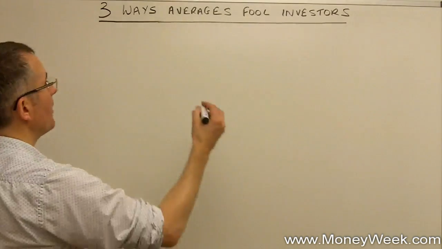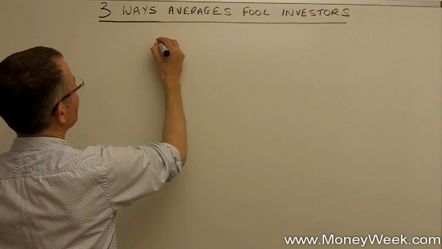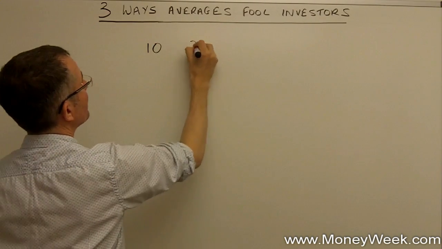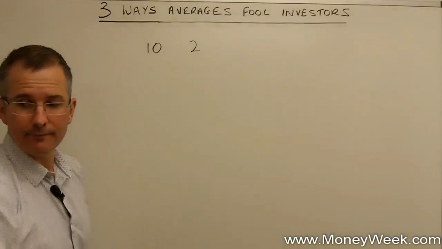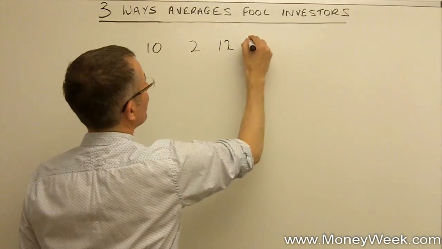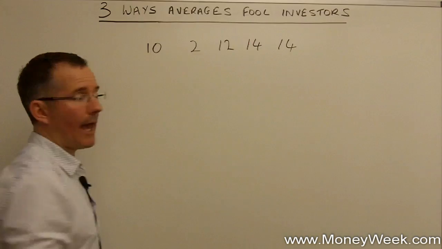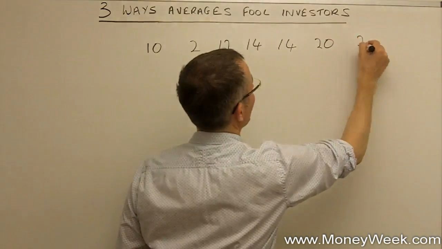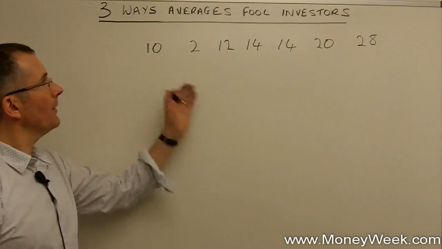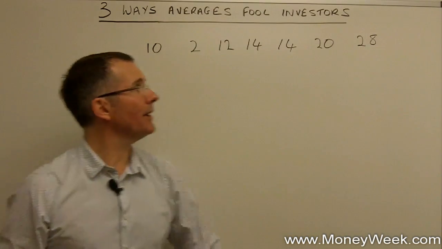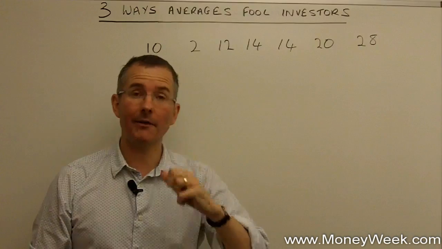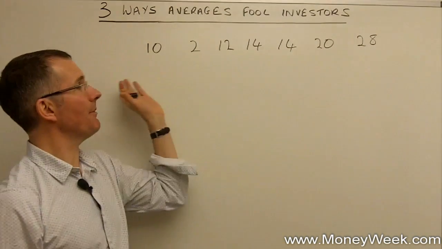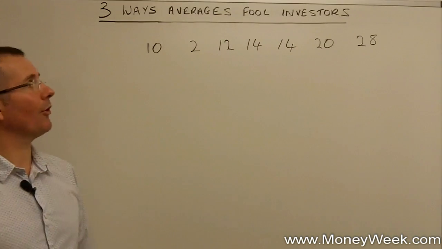Imagine I've got the following stock prices in dollars for argument's sake. So $10, let's say $2, $12, $14, $14 again, and the final 2 readings are $20 and $28. So 1, 2, 3, 4, 5, 6, 7 readings of, let's say, a stock price. Could be anything, an exchange rate, house price, salary, foot size, you name it. But in this case, 7 examples of a stock price.